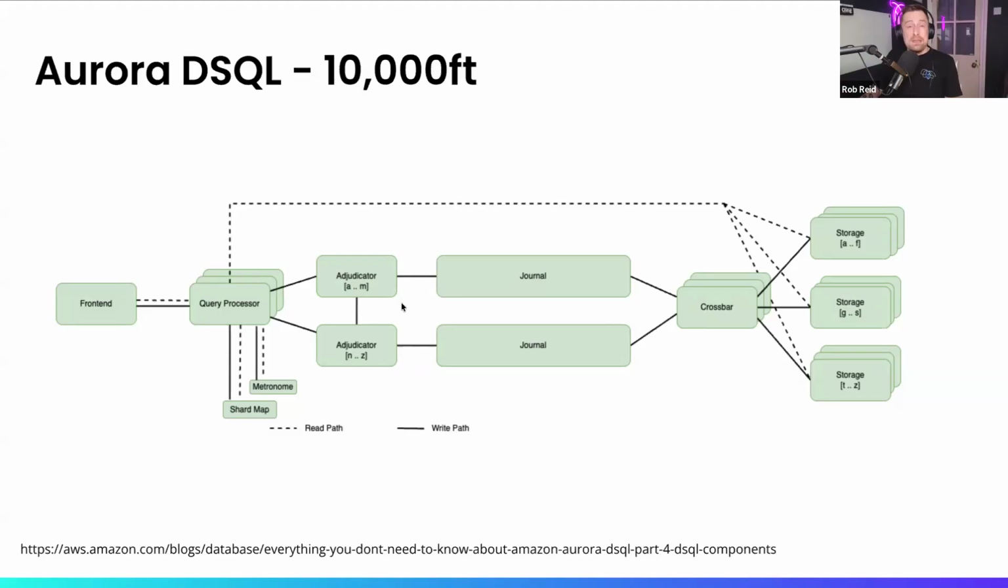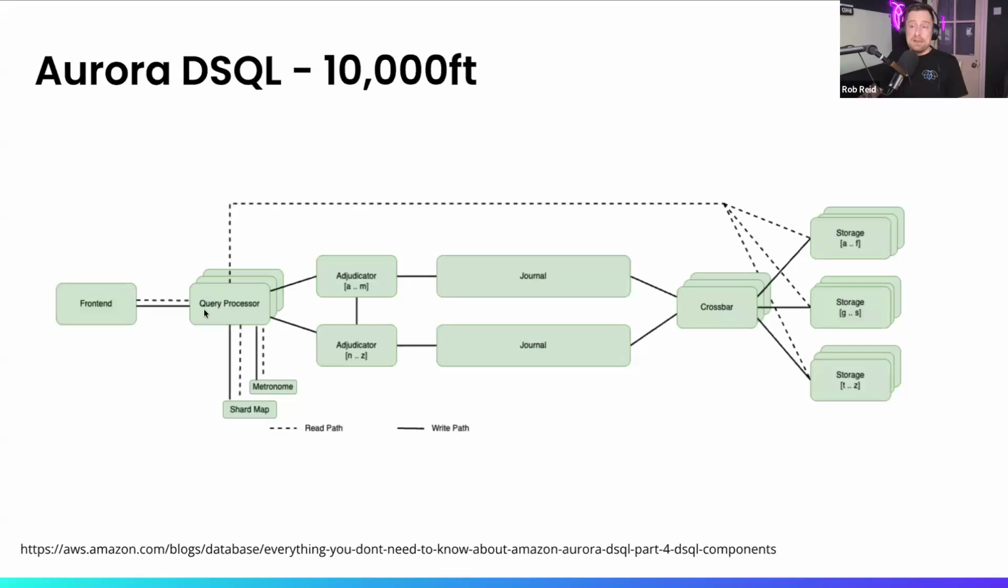Next, we have the crossbar. Journals are semi-ordered. Crossbars provide ordering across multiple journals, and they sit between the journals and the longer lived storage. And the storage nodes, again, are concerned with long-term storage and periodic snapshots of data. That's how they achieve that, via periodic snapshots.